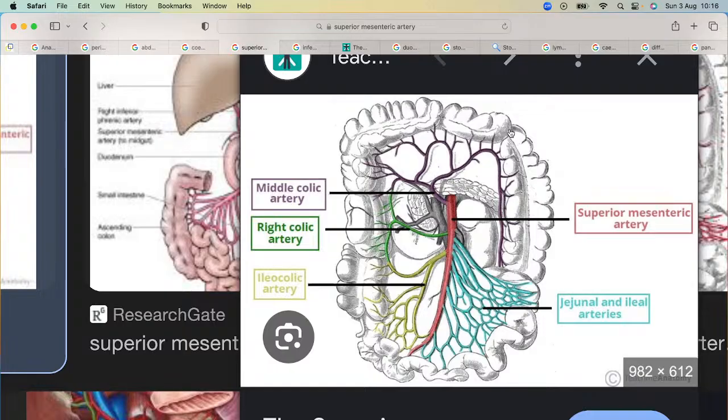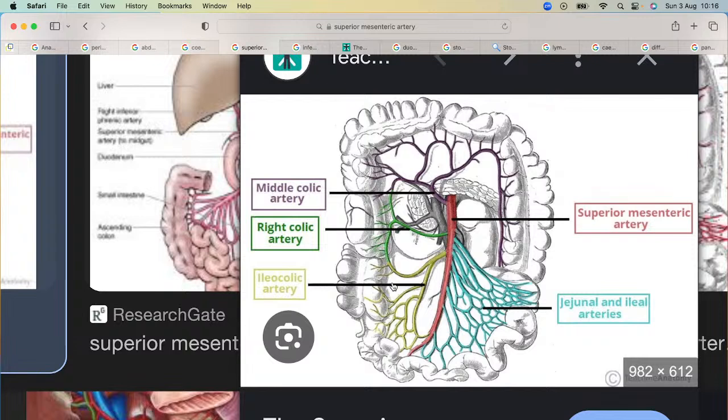The other third of the transverse colon and the descending colon, those are supplied by the inferior mesenteric, which we'll be seeing in just a moment. Okay, so keep that in mind. So this is how you're supposed to draw it out. You can draw the colon, or otherwise you can just draw the branches coming up from the superior mesenteric and make sure that you annotate the diagram as seen in this picture.